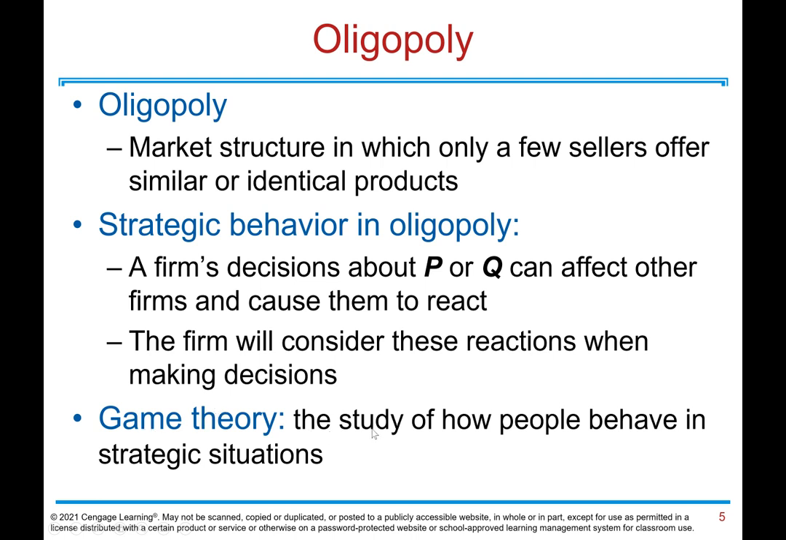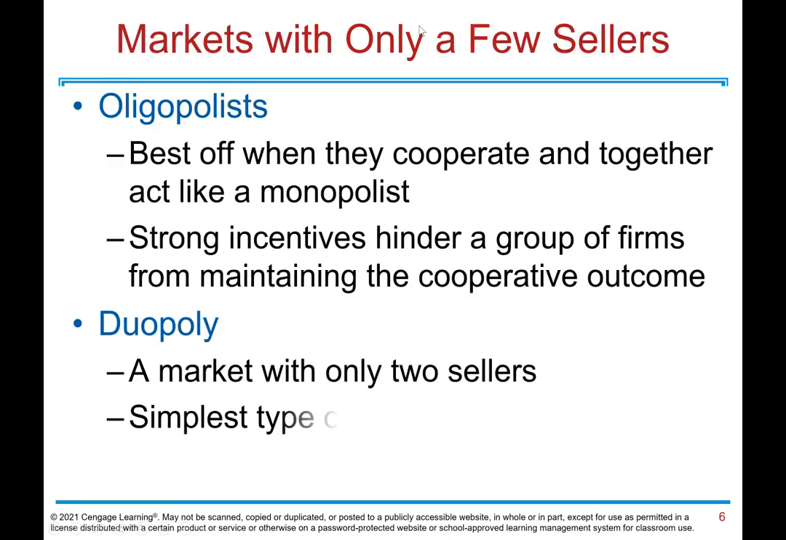Game theory is the study of how people behave in strategic situations. Markets with only a few sellers, oligopolists, are best off when they cooperate and together act like a monopolist. There are strong incentives that hinder a group of firms from maintaining the cooperative outcome. Duopoly is a market with only two sellers, and this is the simplest type of oligopoly.